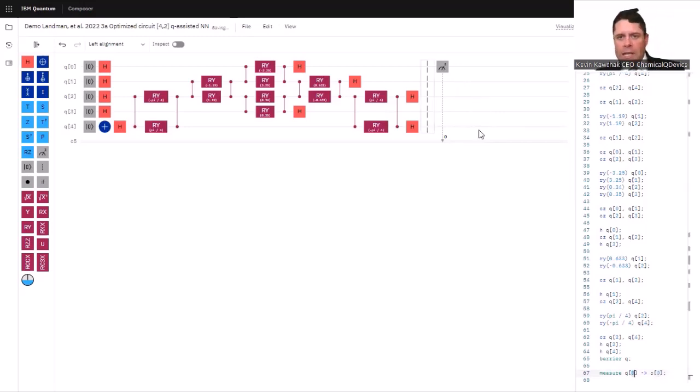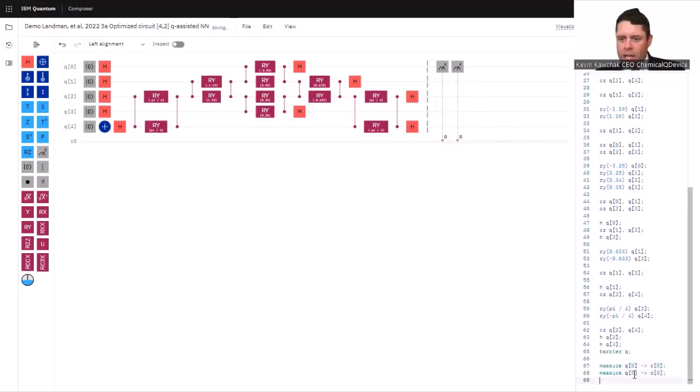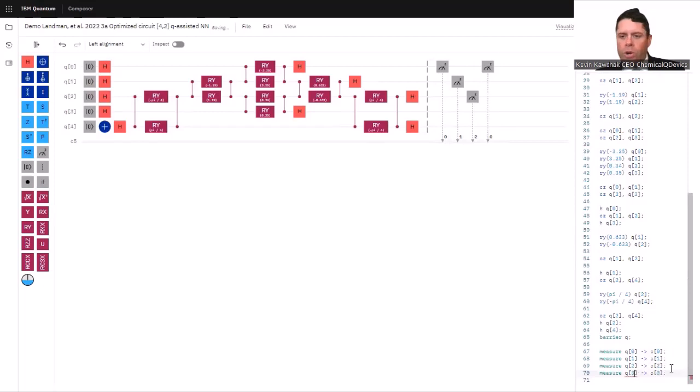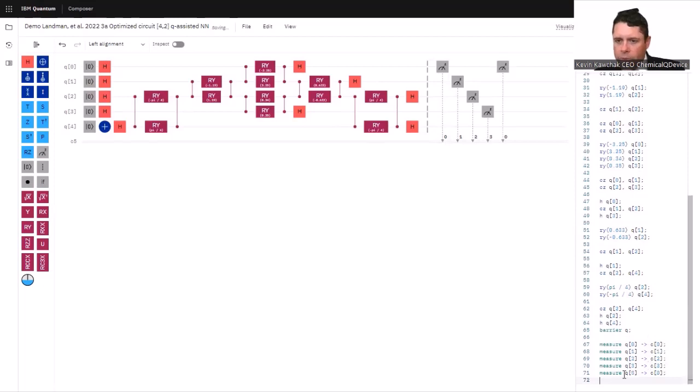So you see the first measurement is in the more complex circuits, or this isn't too complex, but it keeps the measurements from sliding around. So here's my second one, Q1 to C1. Here's my third, which is Q2 to C2. And then here's my fourth, it's Q3 to C3. And then here's the fifth, which is Q4 to C4. And then at this step, you just want to take a look at your circuit and make sure everything's right.